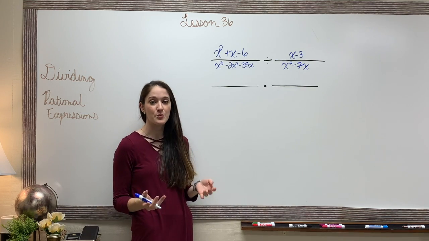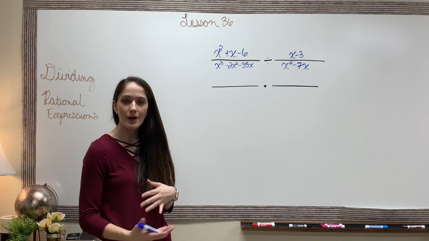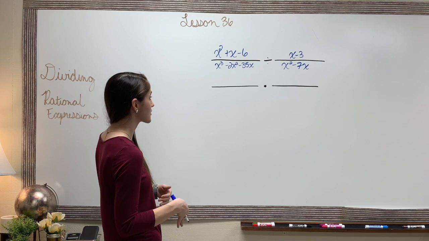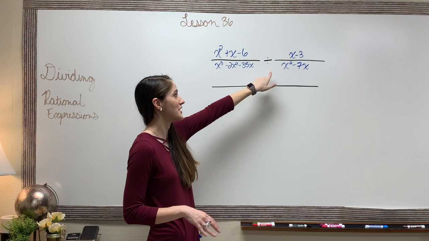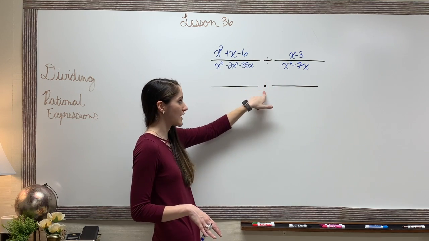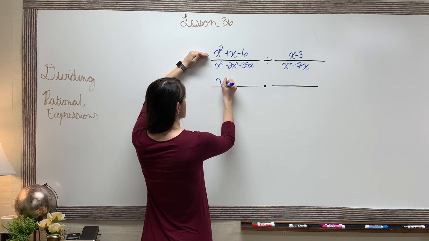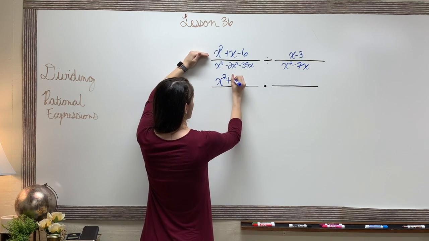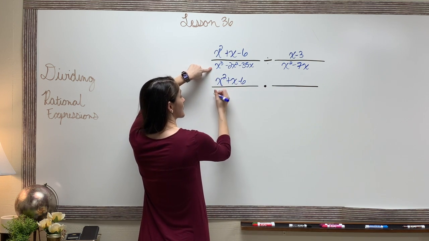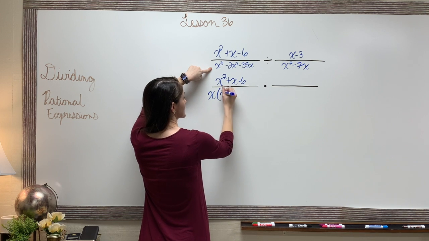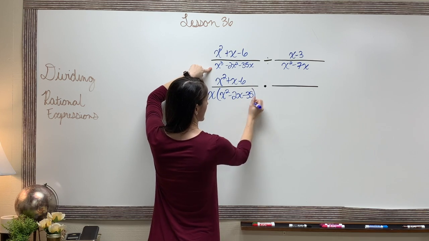Our second example in this concept does have a greatest common factor that we need to factor out. We can do that in the same step as when we flip this numerator and denominator. Since it's saying divide, we have to change it to multiplication anyways. So this first numerator is not going to change. It'll still be x squared plus x minus 6, but here we see that all three terms can have an x factored out, and what is left is x squared minus 2x minus 35.